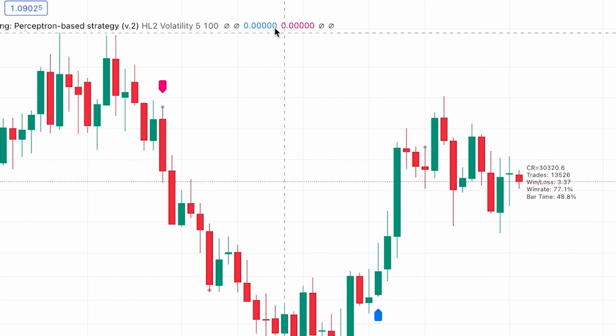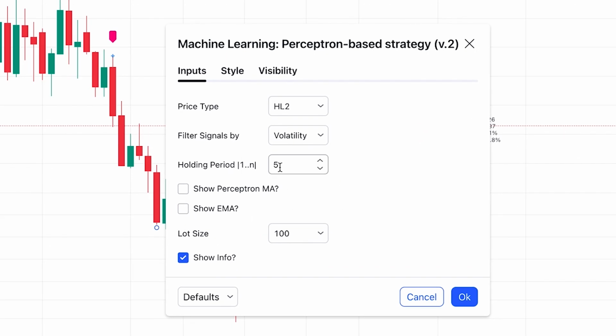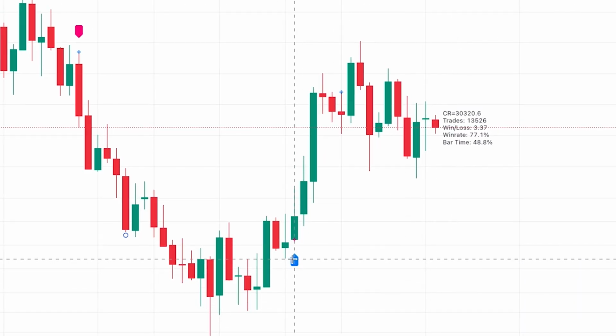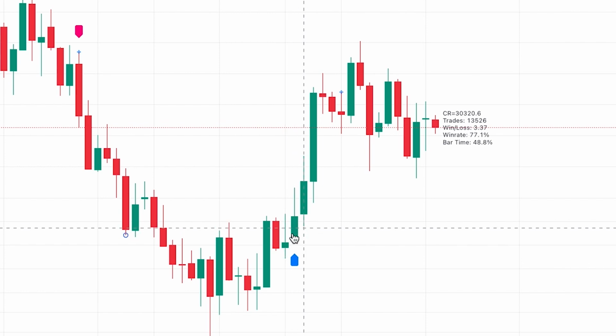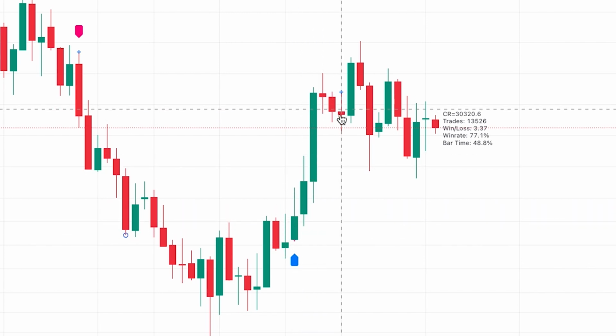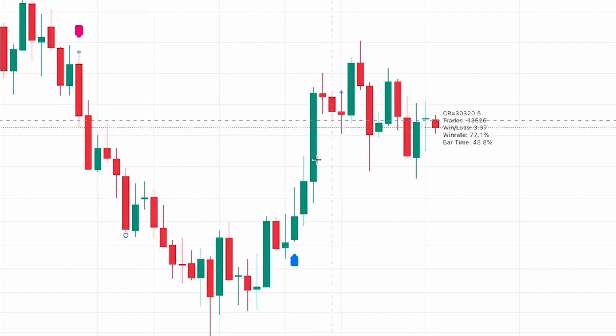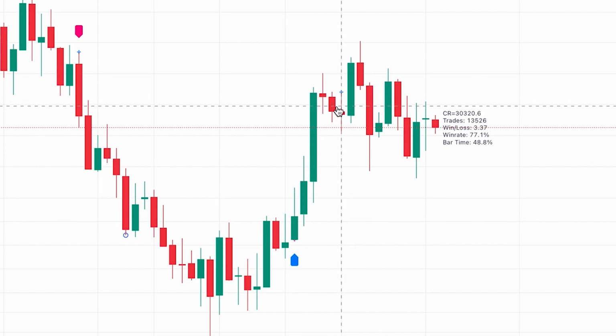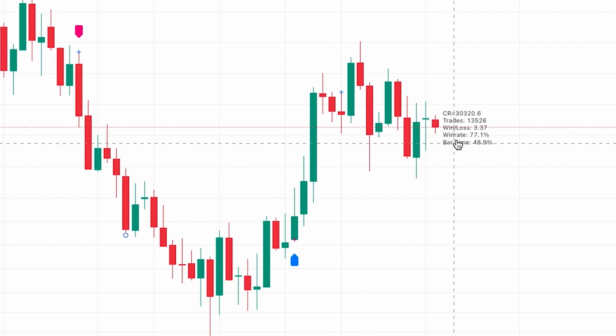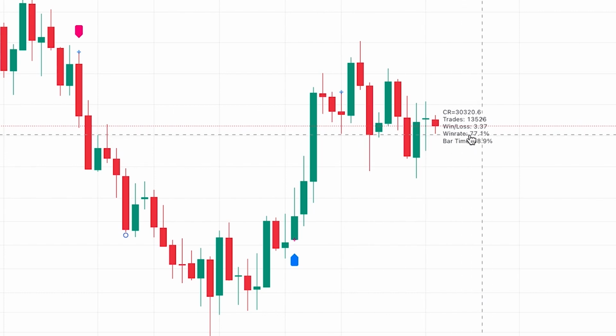By default, the holding period is set at 5. So for example, here we have a buy signal and entering in a position and holding it for 5 candles, closing the position here. If after 5 candles the price is higher than the entry price, it's a success. By this consideration, it has a win rate of 77%, as you can see here.